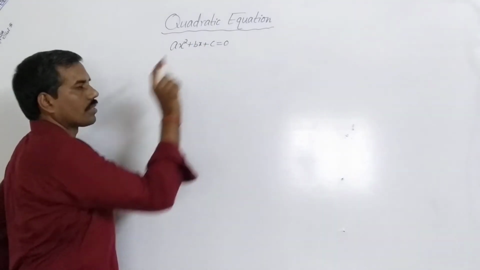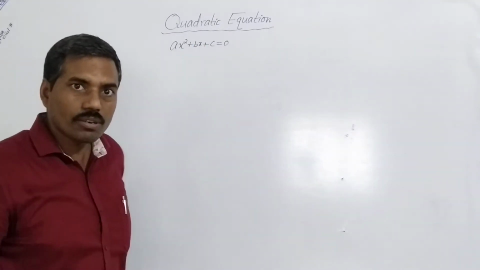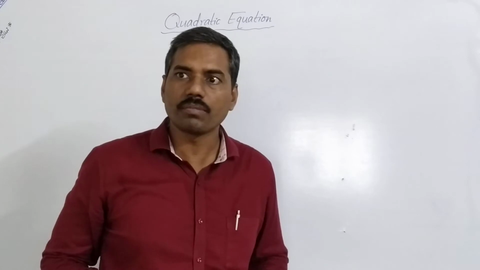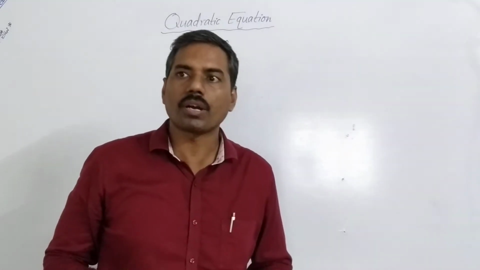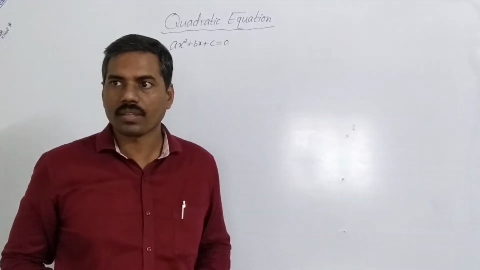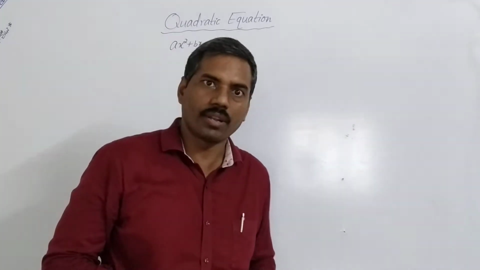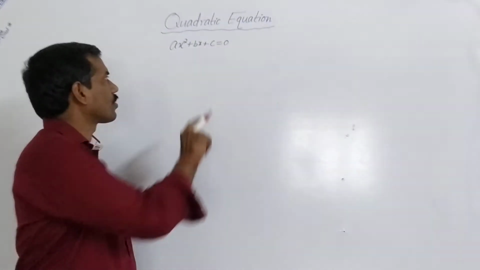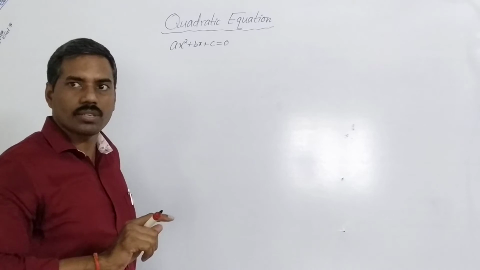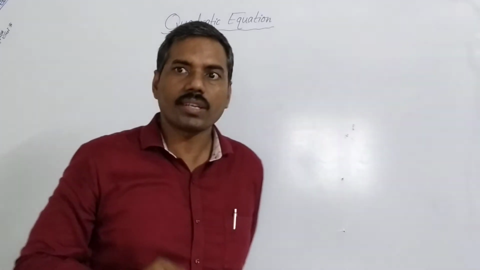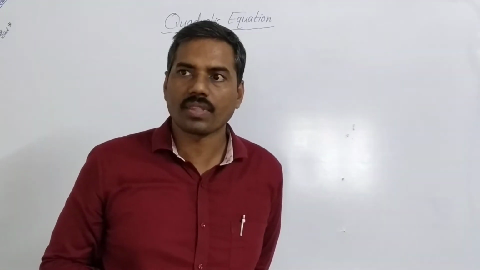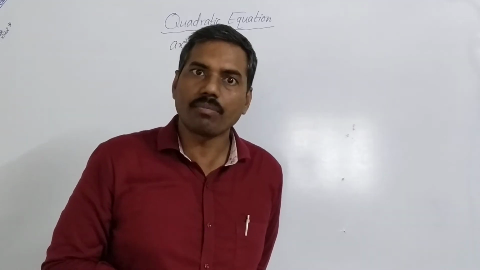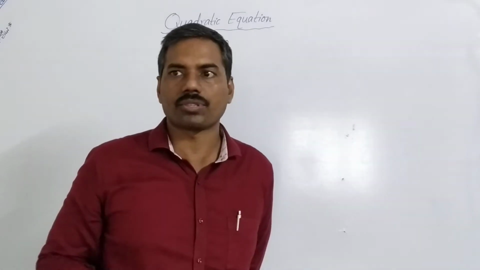Here, ax square plus bx plus c is equal to 0. There are three terms: first, second, third. The degree of this quadratic equation means the highest power of the variable. Since the variable is x, this is known as the quadratic equation in x. X means the variable of this quadratic equation.